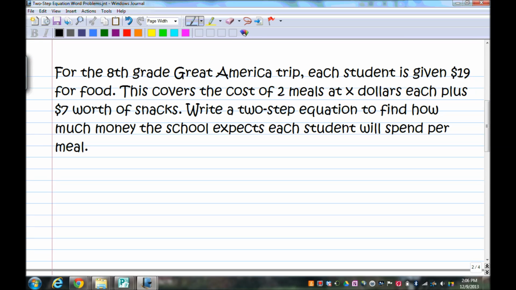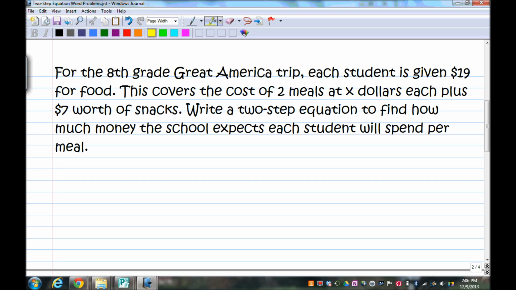For the 8th grade Great America trip, each student is given $19 for food. Now, this is just a word problem. You're not actually going to be given money for food next year. This covers the cost of 2 meals at X dollars each, plus $7 worth of snacks. Write a two-step equation to find out how much money the school expects each student will spend per meal. I'd like you to pause the video and try and come up with the equation yourself. So go ahead and pause it now.